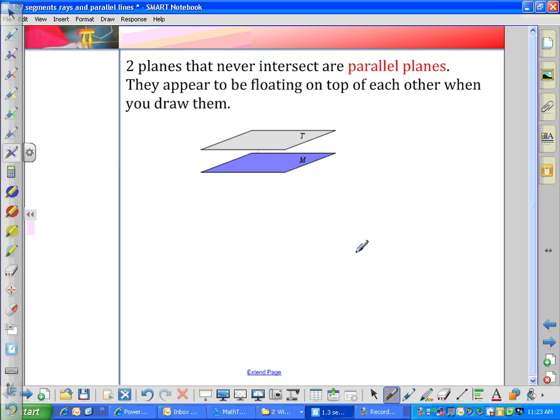Okay, so that's it for the stuff we have to go over for segments, rays, parallel lines, and parallel planes. Make sure you take good Cornell notes, go back in, fill in some really good questions that might go over here, and complete your summary.